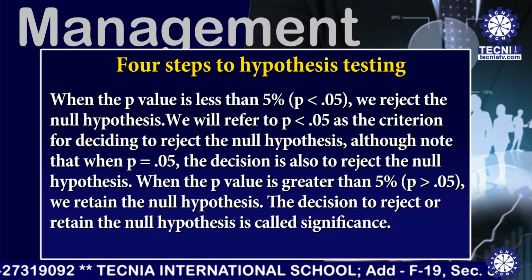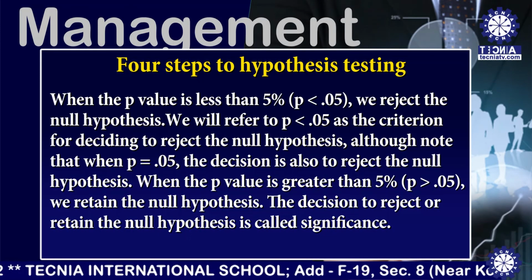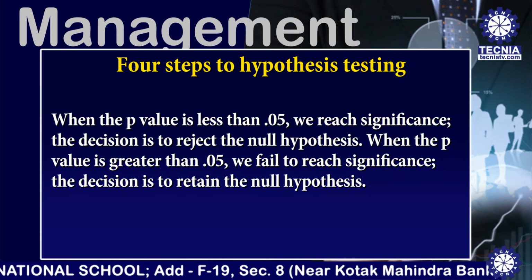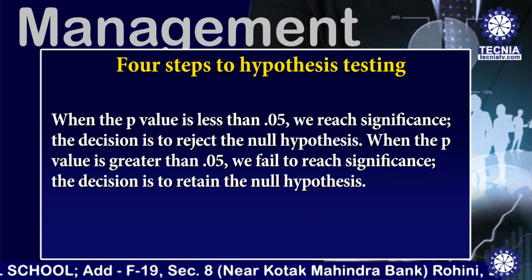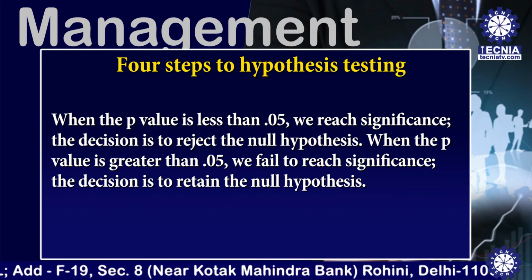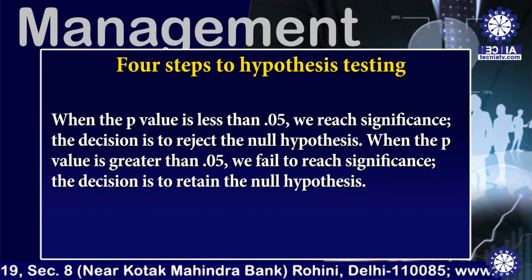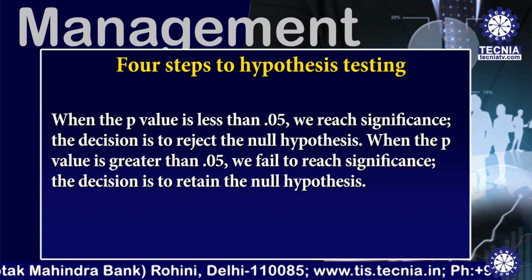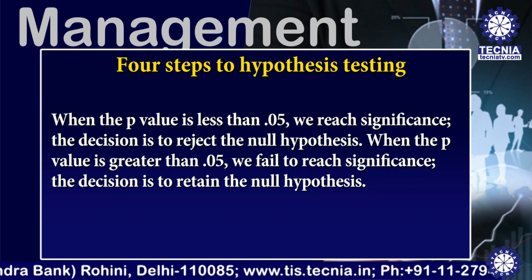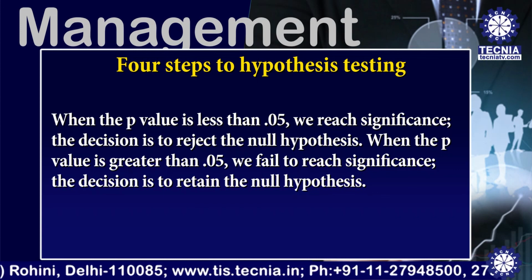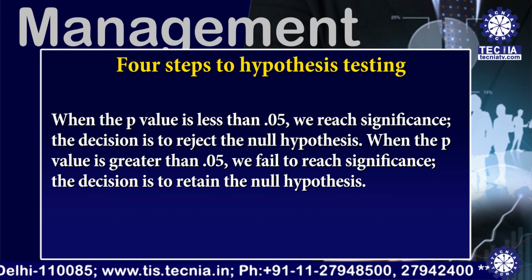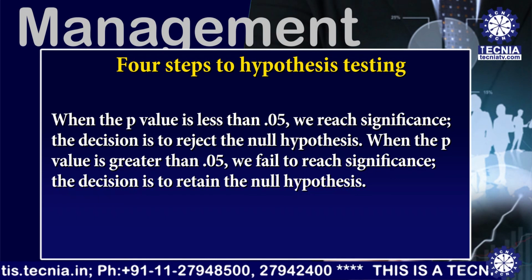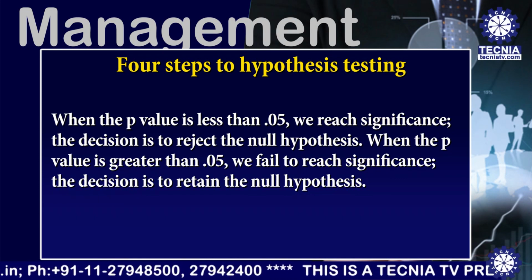The decision to reject or retain the null hypothesis is called significance. When the p-value is less than 0.05, we reach significance. That is, the decision is to reject the null hypothesis. When the p-value is greater than 0.05, we fail to reach significance. That is, the decision is to retain the null hypothesis. This is the culmination of my lecture on the 4 steps of hypothesis testing.